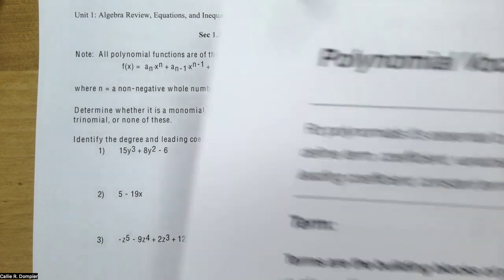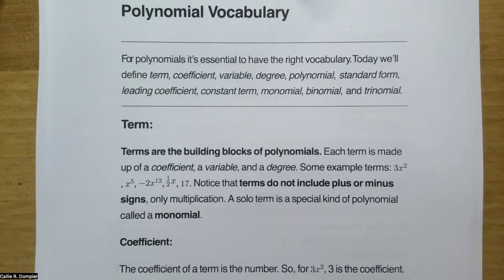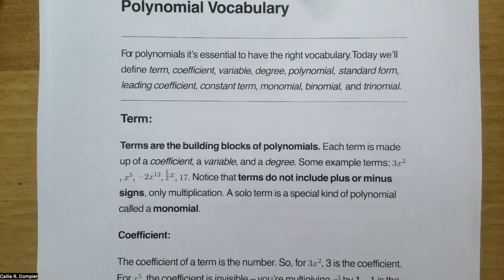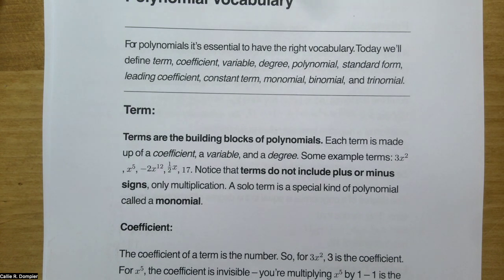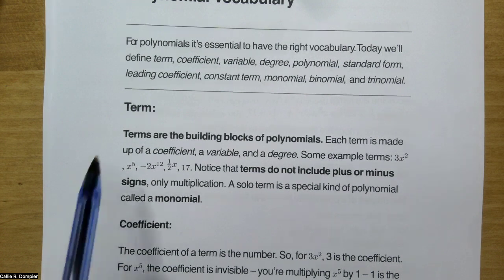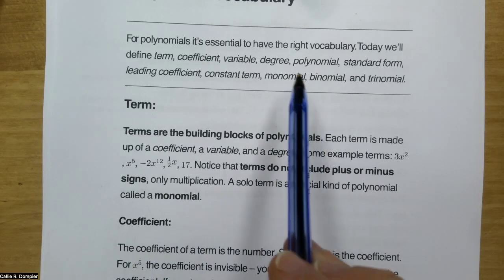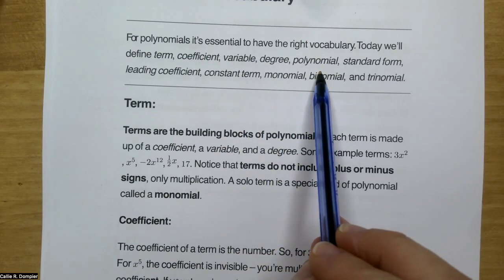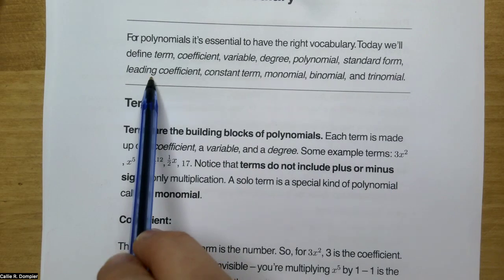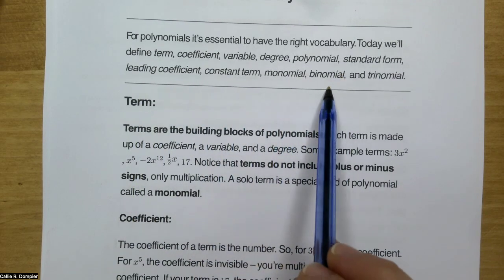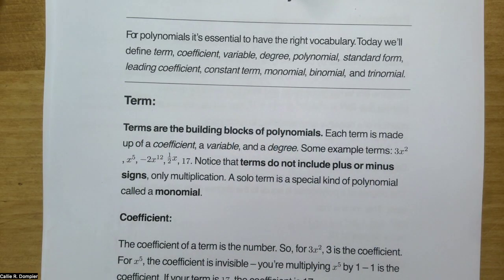This should be the first couple pages of the notes that are on our Blackboard, but you're also welcome to handwrite anything that you need to know if you did not print this off. All right. So for working with polynomials, it's essential to have the right vocabulary. Today, we're going to define term, coefficient, variable, degree, and polynomial, standard form, leading coefficient, constant term, monomial, binomial, and trinomial.